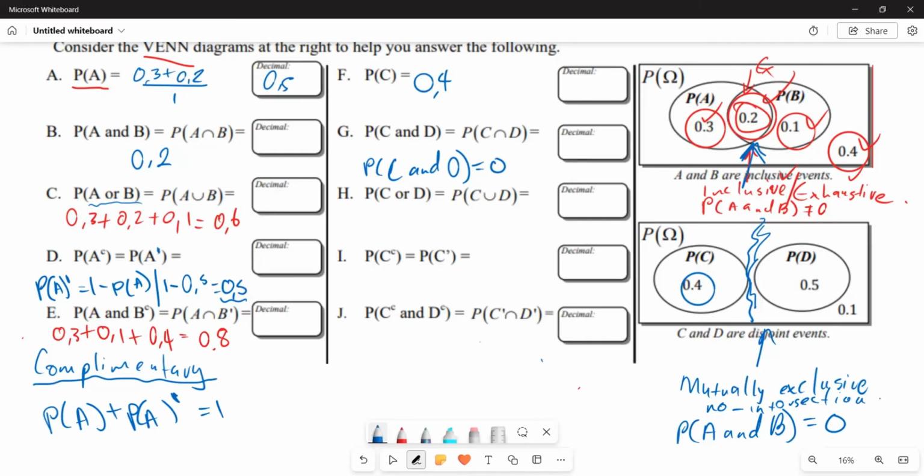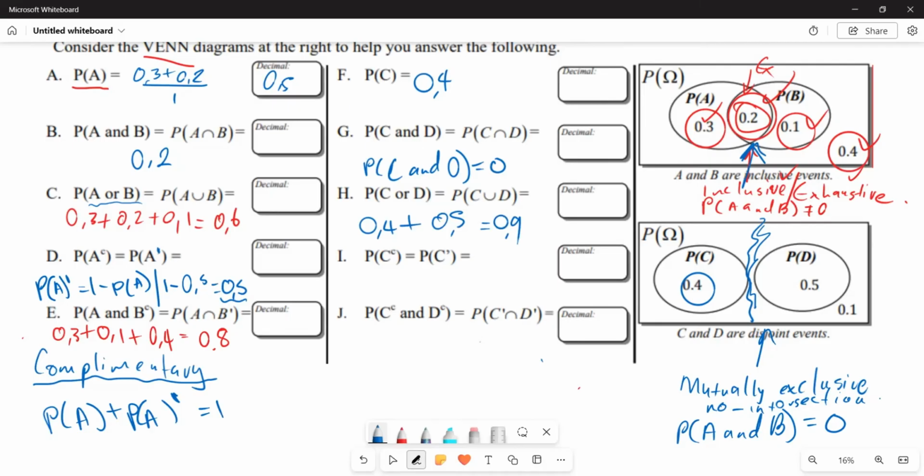Now let's look at number H. In number H, they want you to find out the probability of C or D. If they ask for the probability of C or D, it's simple. You say the probability of C is 0.4 plus the probability of D, which is 0.5. That's all you need to know. Which means this is going to be 0.9. That is the probability of C or D.